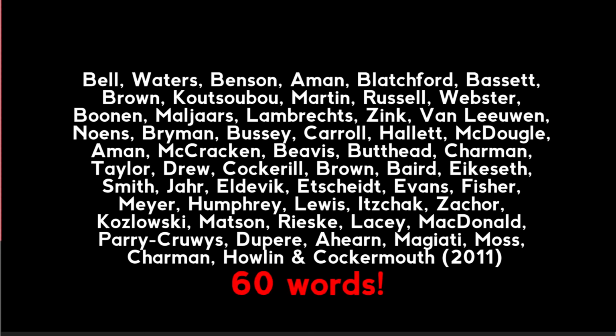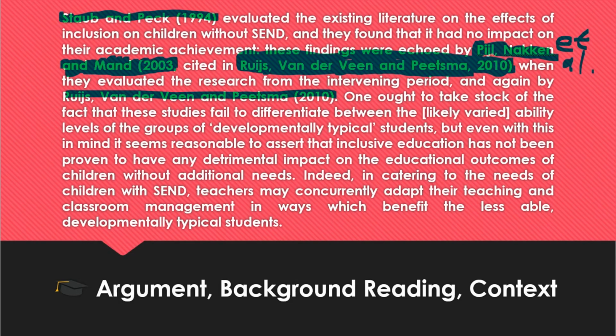We also take stock of the fact that these studies fail to differentiate between the likely varied ability levels of the groups of developmentally typical students. Now, this developmentally typical is in speech marks. I don't know if I've put it in speech marks because I'm quoting one of these studies that have used that phrase, or if I'm just using air quotes, like developmentally typical, as if to suggest, what is developmentally typical? What does that even mean?